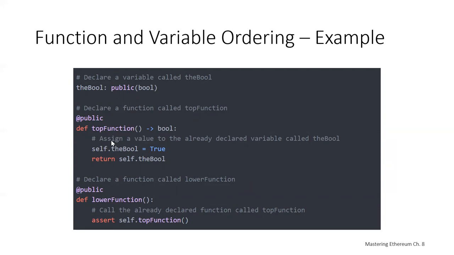And so top function has to be in the file before we ever get to call it. Whereas in Solidity, you don't actually have to put them in order. In Solidity, you could call top function before defining it. In Vyper, you have to define something before you call it. Similarly, when we called this the bool, that was defined before we called it in the top function. So that's just something to keep in mind: from an ordering perspective, you have to declare stuff before you call it in Vyper, which is not the case in Solidity, which lets you call stuff before you define it.